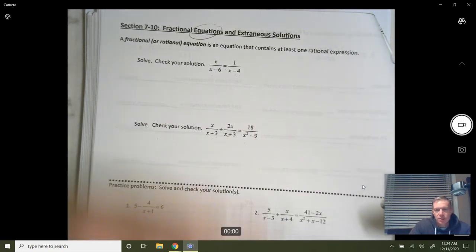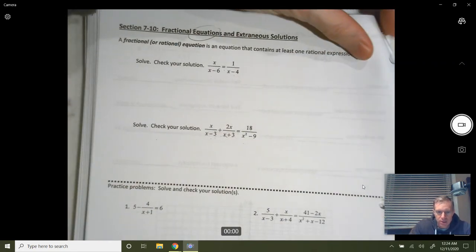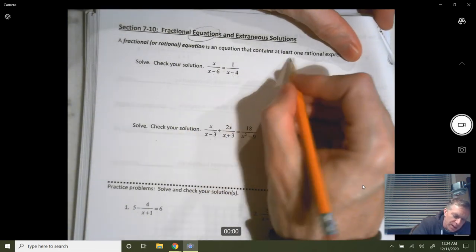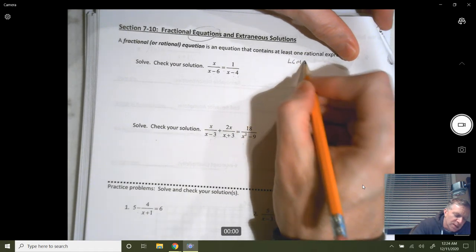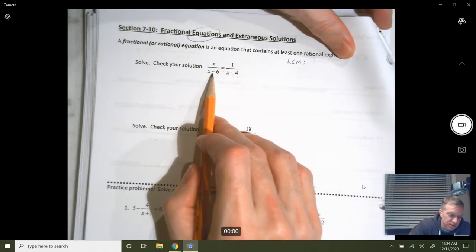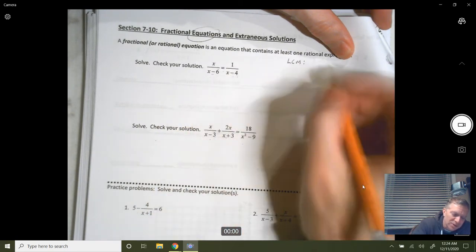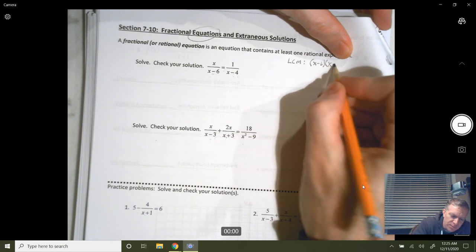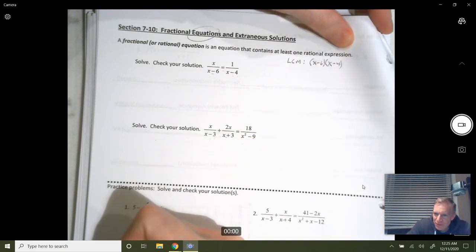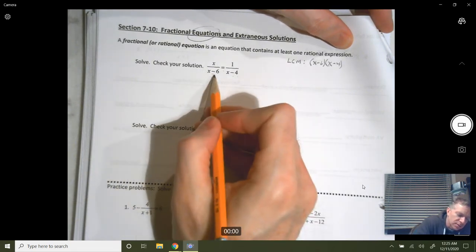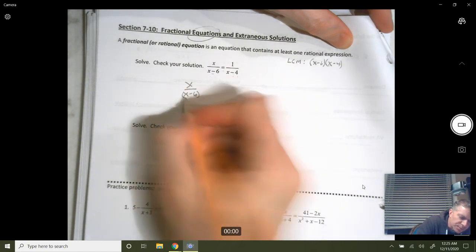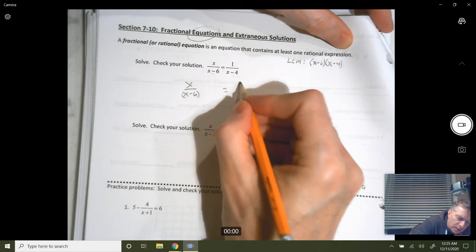So the first step is going to be similar to when we're adding and subtracting rational expressions. First step was to find the least common multiple of your denominators. In this case, we look at both sides of the equation. We have an x minus 6 and an x minus 4. So our least common multiple is going to be x minus 6 and x minus 4. The next step is different, and the next step is what makes this method really nice. So we're going to take the left side of the equation, x over x minus 6, equal to 1 over x minus 4.